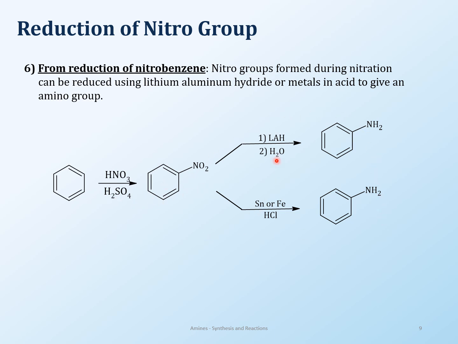You can either use lithium aluminum hydride, or you can use a metal with an acid, okay? And both of them will give you an amine group. Again, this is only a primary amine, so you can only make aniline, okay, using this.